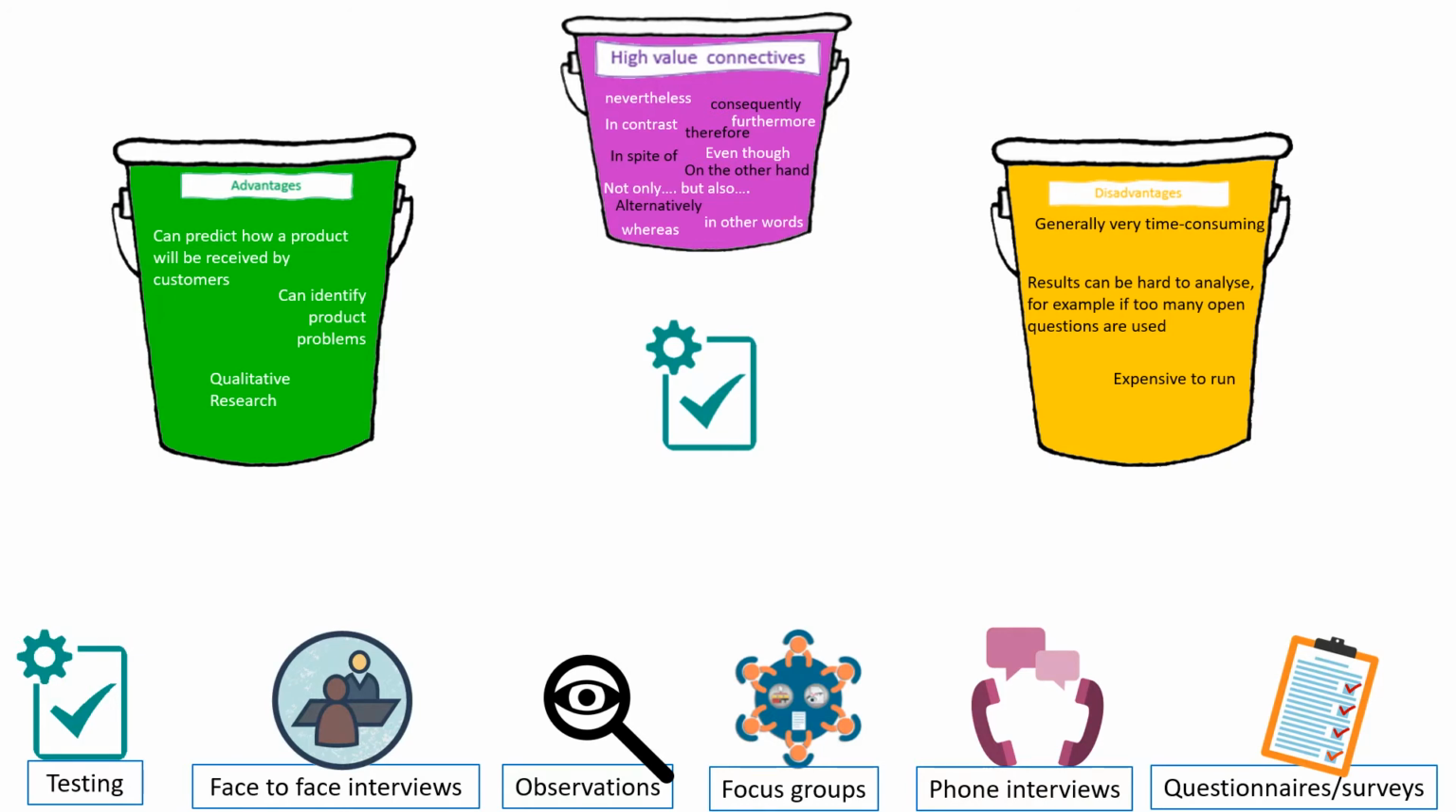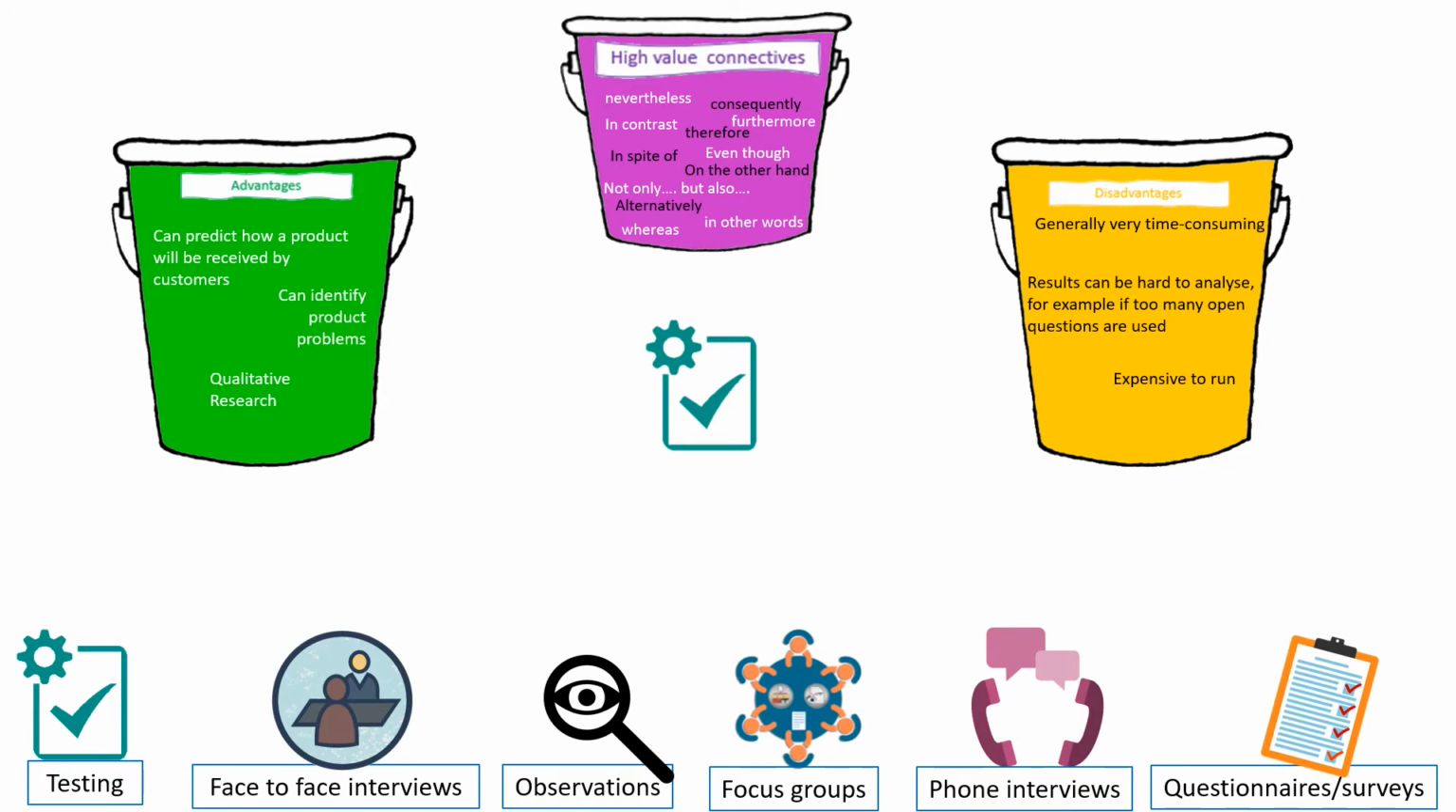Straight over to the purple bucket now. We want to use one of the connectives and see if we can actually link it to the disadvantage. Now, to start off with, remember we're talking about identifying product problems. I'm going to link it to time consuming and expensive to run. So I'm going to talk about how it is good because you can identify product problems.